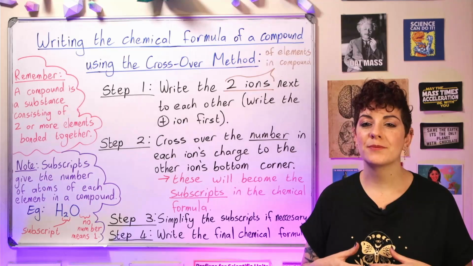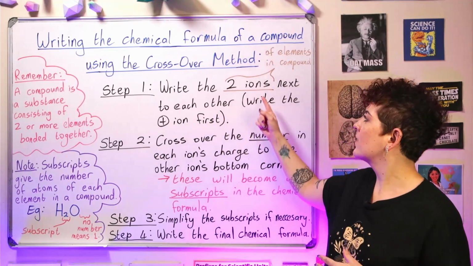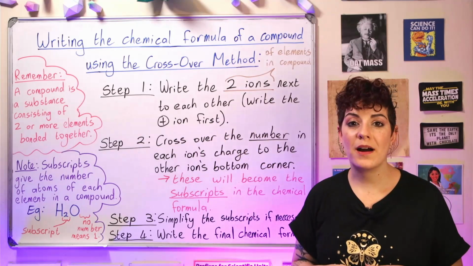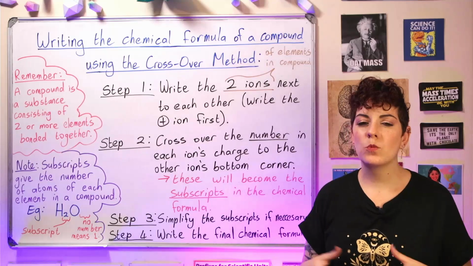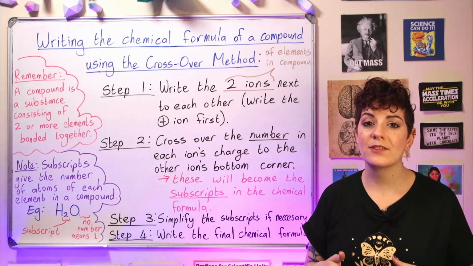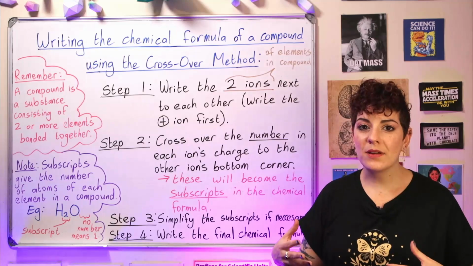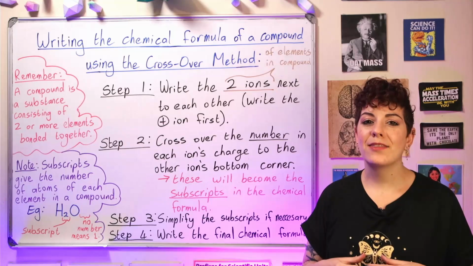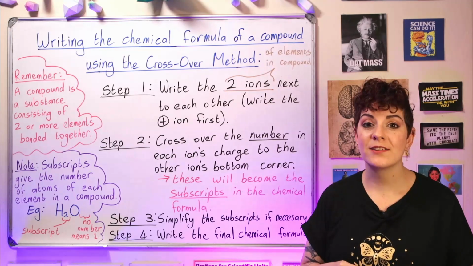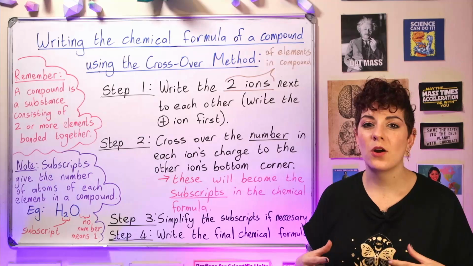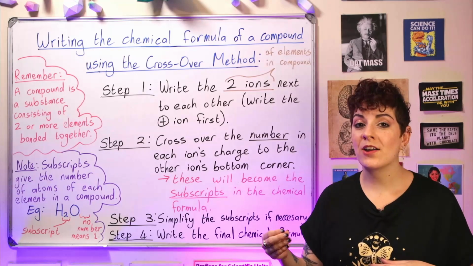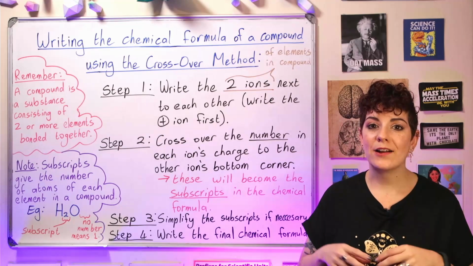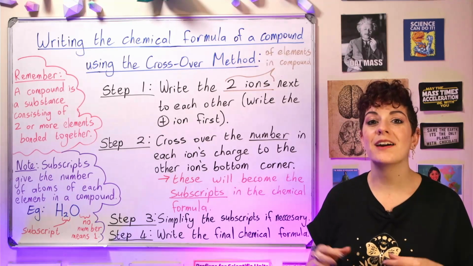Now, the steps will make more sense once we do the actual examples, but let's first run through those steps. Step number 1 is to write the 2 ions next to each other, usually the positive ion first, followed by the negative ion. What do I mean by that? Well, you would look at the name of the compound given and then decide what elements or possibly polyatomic ions are contained in the compound. Then, to get the formula of the compound, you first write the formulae of those 2 ions next to each other. The positive ion you write first, and the negative ion you write second. And this is just part of your working out phase of finding the chemical formula of your compound.